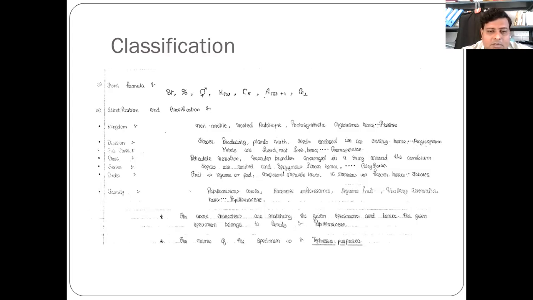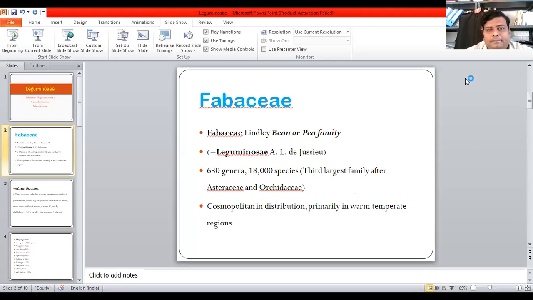Family: papilionaceous corolla, racemose inflorescence, legume fruit, vexillary aestivation, hence Papilionaceae. These are the characters that are given for the specimen, hence the given specimen belongs to family Papilionaceae. The name of the specimen is Tephrosia purpurea. These are the characteristic classification for Tephrosia purpurea. Okay, we'll stop here. In the next class, we'll see Mimosaceae.